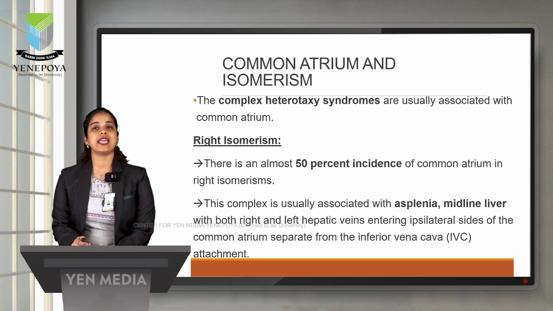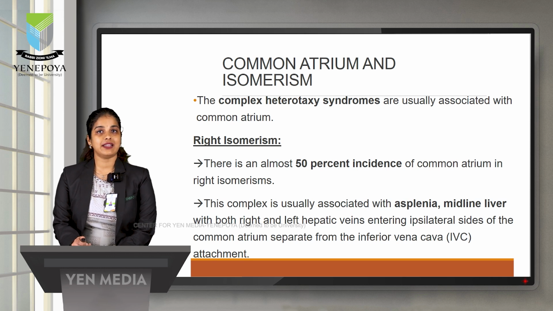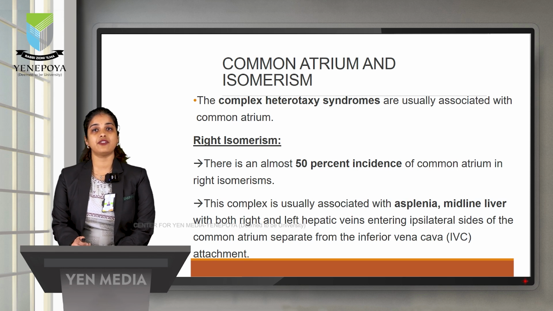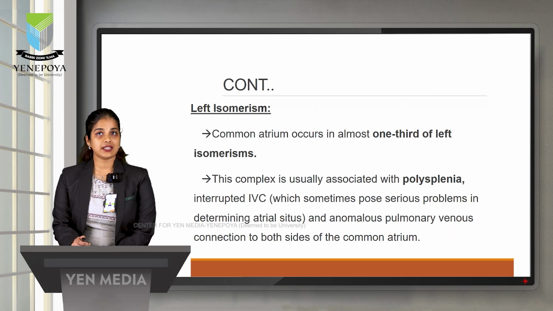In this condition we can see asplenia. This right isomerism is also called asplenia syndrome, where there will not be a spleen, and the liver will be situated in the midline of the thorax. The right and left hepatic veins will enter the ipsilateral sides of the common atrium, separate from the inferior vena cava attachment. That is about the right isomerism.